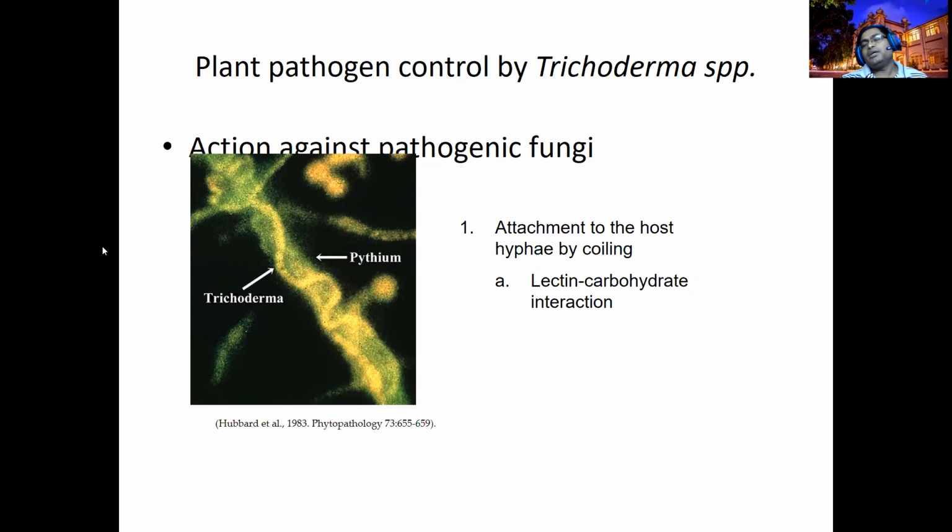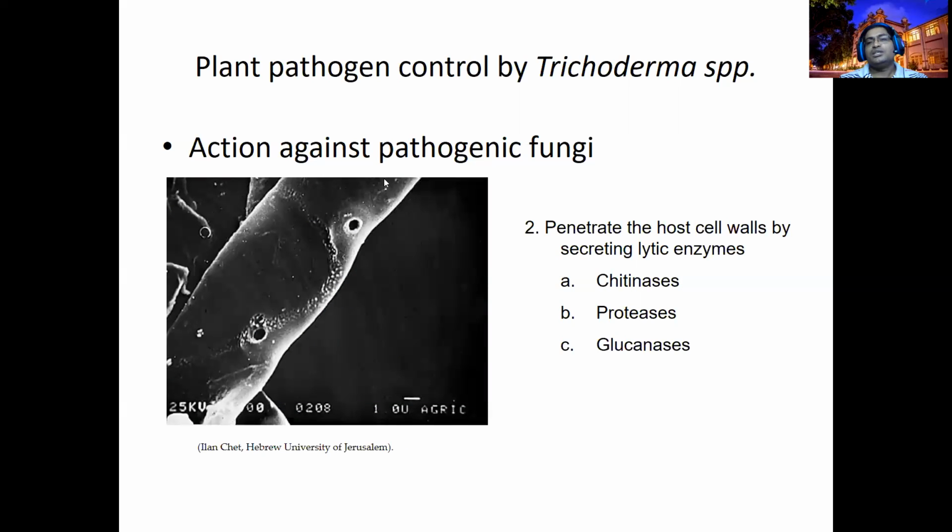Not only as a Trichoderma biological control agent, for other remediation also they are using Trichoderma, especially removal of heavy metals and removal of toxic material from aquatic regions. Nowadays experiments are going on. This is a picture showing how Trichoderma is growing over the Pythium, right? Pythium, and it's attacking.